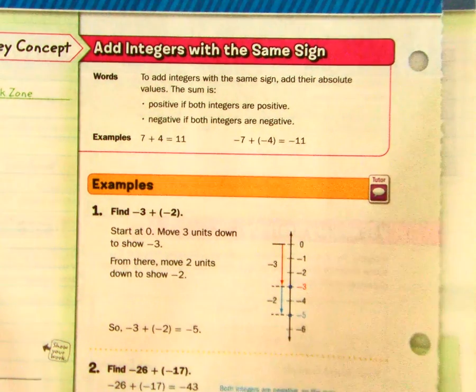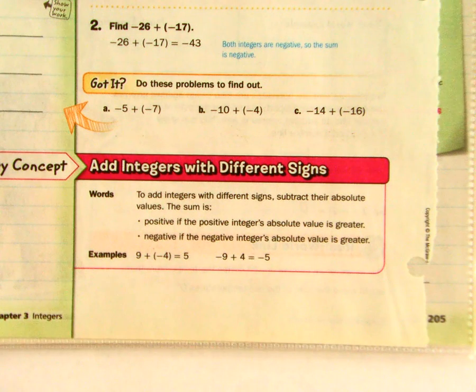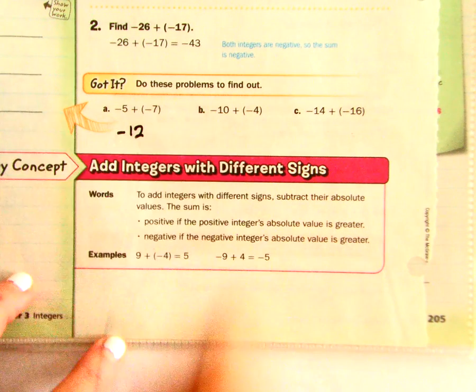If we look at example A, we have negative 5 plus negative 7. So we start with 5 negatives. We're going to add 7 more negatives to the pile. So 5 plus 7 is 12. And again, we started with negatives, so it's a negative 12.